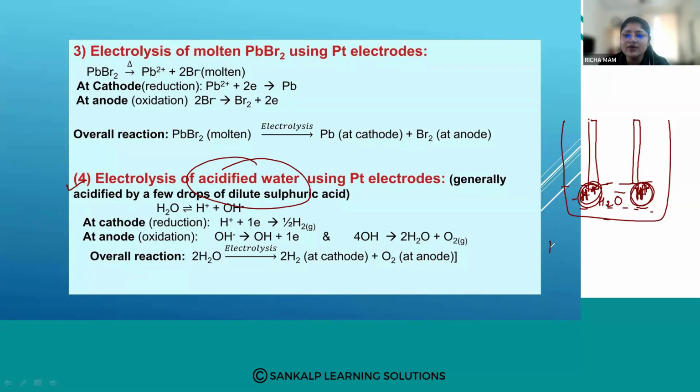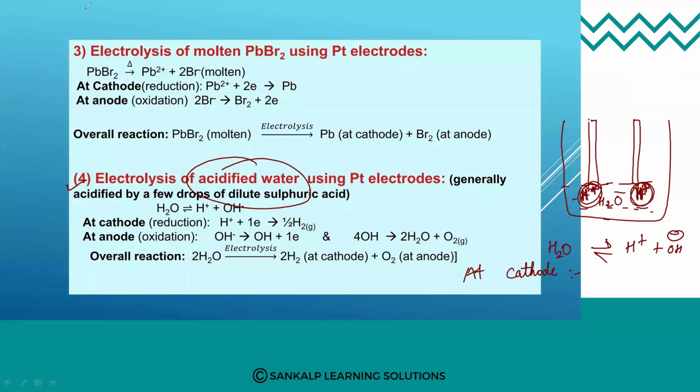So now what will happen? Whatever the water molecule is there, that will get dissociated into H plus and OH minus ions. So what are the overall reactions? At cathode, H plus plus 1 electron gives you half H2.